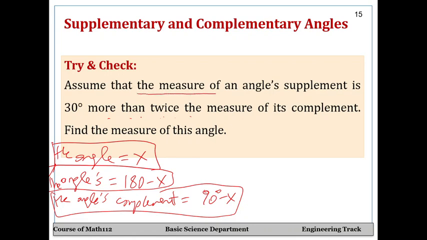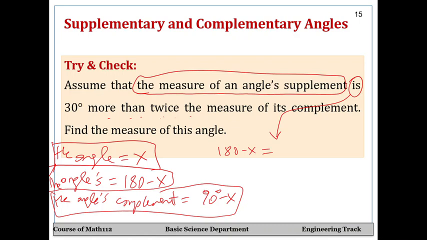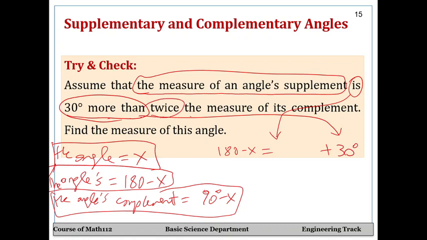Let's use this: the measure of the angle's supplement, which is 180 minus x, equal to 30 more than twice, 2 times what? The measure of its complement. Complement is what? 90 minus x.